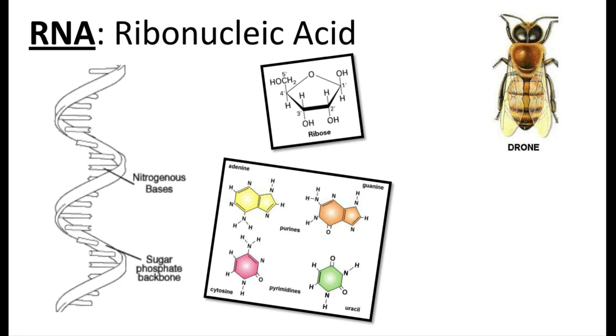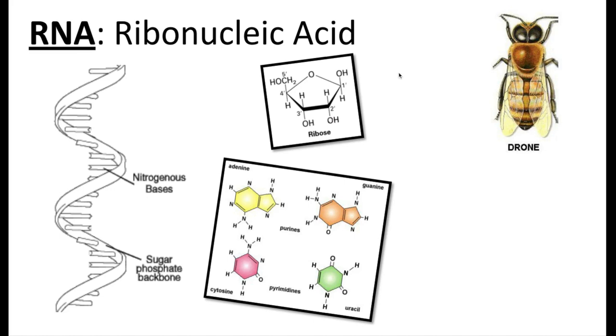So switching over from DNA to our RNA. RNA, I want you to think of as the drone bee or the worker bee. So if DNA is the queen bee, never leaves the nucleus, our drone bees are the ones who are doing all the work. They're going around, they're sending messages, they're collecting things. So we're going to see in this unit how ribonucleic acid or RNA is like a drone bee.